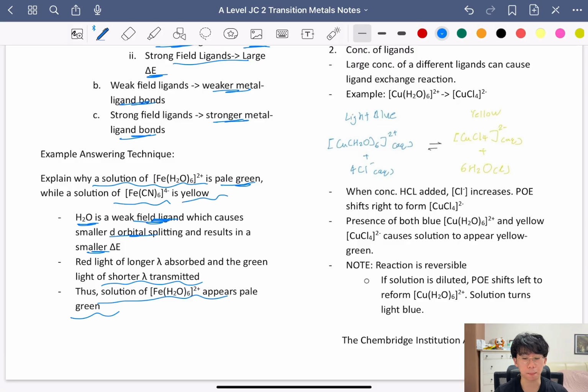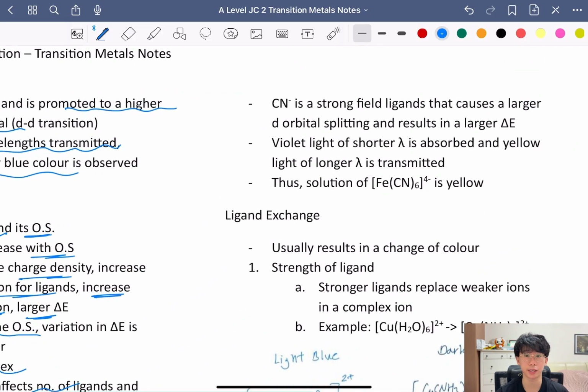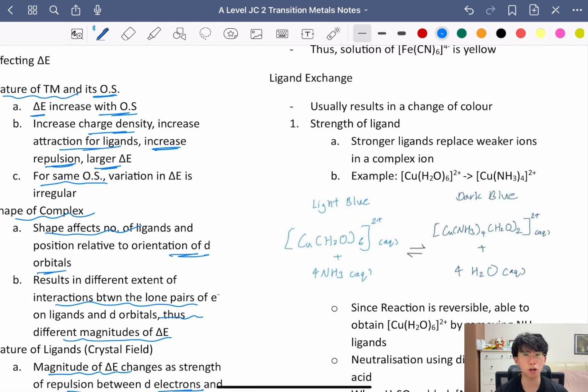Then if you look at the other complex, you pretty much say the same thing, where the other side has a stronger field ligand causing a larger d orbital splitting and larger delta E, that corresponds to a smaller wavelength of light absorbed with a larger wavelength of light being transmitted and therefore the corresponding color that's observed for the complex. Let's get on to ligand exchange reactions now.